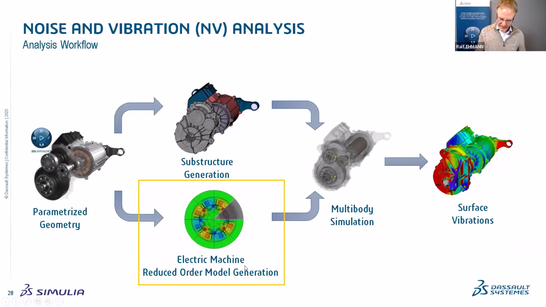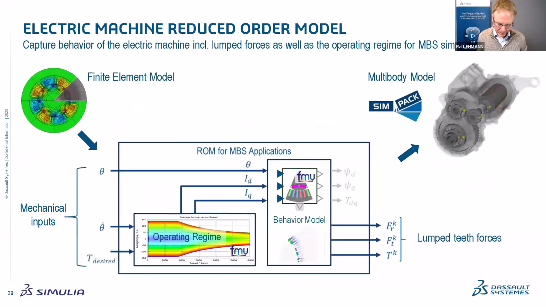In this one, we extract with these two drive scenarios you have just seen, the ROM authoring and the loss map, the EMAC ROM. And the EMAC ROM is handed over to SIMPAC, and at the same time, Abacus generates a substructure of the whole device, and the substructure is also input for the multi-body analysis, so SIMPAC in this case. And these two things together then enable to simulate the surface vibration and also then the noise mitigation.